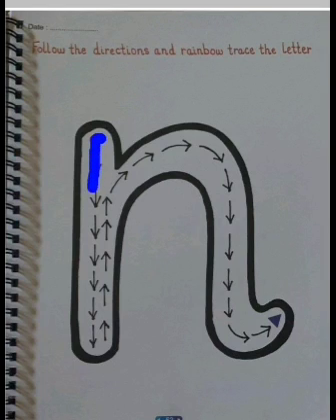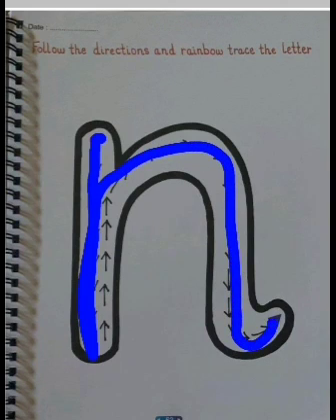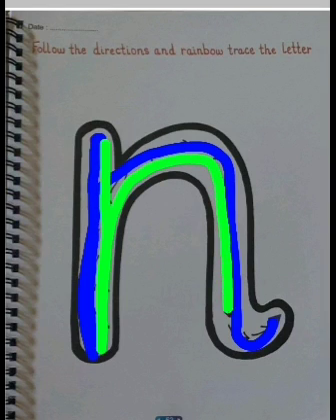First, make a standing line. Then go back up and make a curve. Go down and a curve. Okay, now let's do it with another color. Standing, go back up, then curve, down, and a small curve.